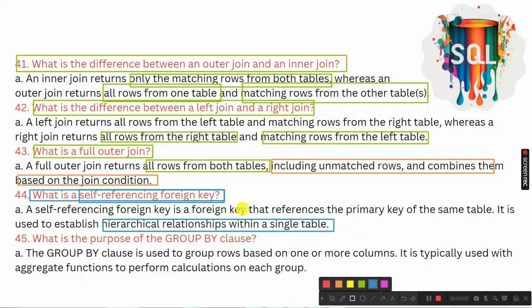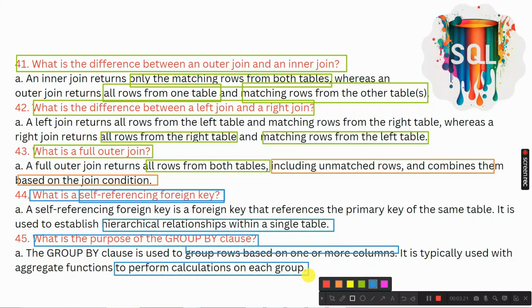Alright? Next question is, what is the main purpose of the group by clause? So, the group by clause is used to group the rows based on one or more columns. It is typically used with the aggregate functions to perform calculations on each group. Alright, this is the main purpose of the group by clause in SQL.